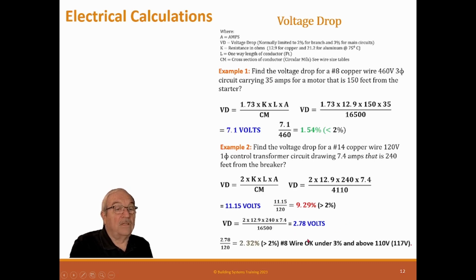Well, what does that look like? It's 2.32%. Now that doesn't actually meet the 2%, but it's going to be okay because it's under 3%, and it would mean at 120 volts, we're going to get 117 volts, which is above the minimum voltage of 110. So this is how you do voltage drop.